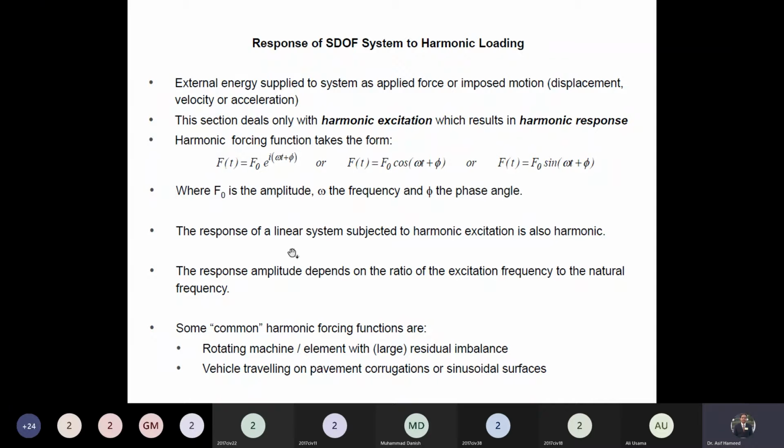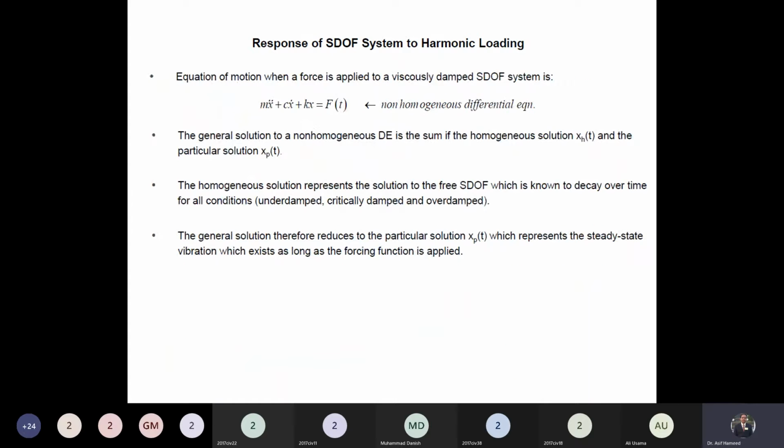If the loading is harmonic, the response is also harmonic. And the examples of the harmonic loadings are rotating machines with large residual imbalance, vehicles traveling on the pavement, corrugations, or sinusoidal surfaces. They can cause the harmonic loading.